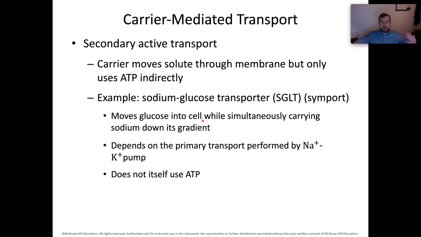So it's basically using the work of another device. Imagine you're driving a car down the road, right? You're the one using the gasoline, but if somebody hitches a ride on their bike and holds on to the car, they're being transported, but they're not using any energy, right? They're just riding along on your car's energy. So that's kind of how secondary active transport works.